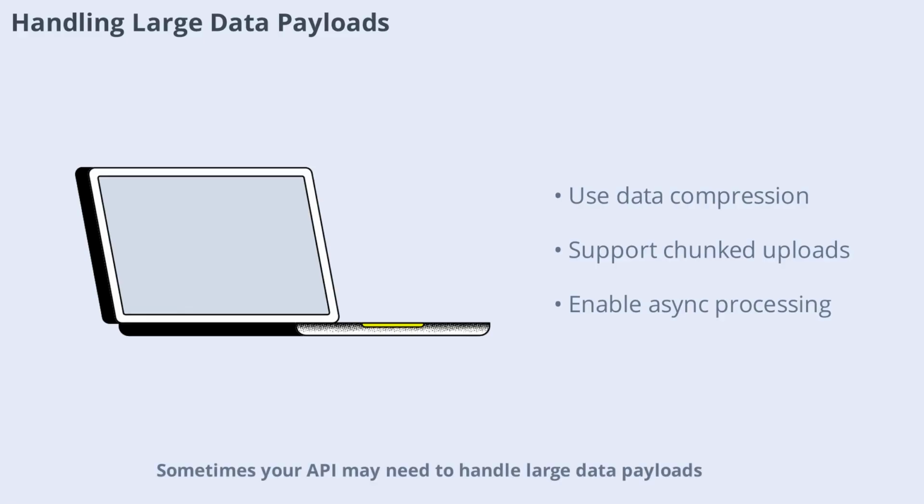Sometimes, your API may need to handle large data payloads such as images or bulk records. Use techniques like data compression, chunked uploads, or asynchronous processing to manage these efficiently. Proper handling of large payloads ensures your API remains responsive and reliable, even with demanding workloads.